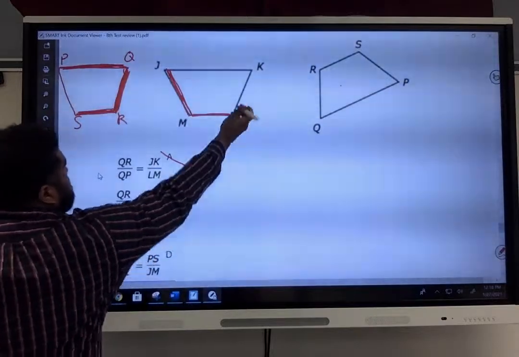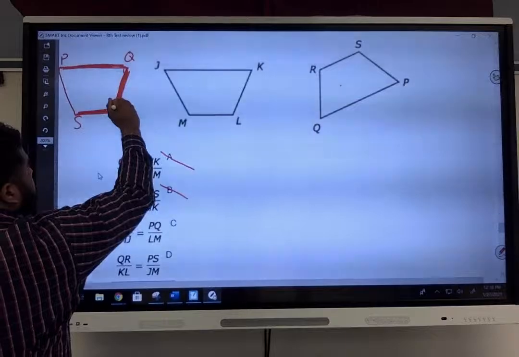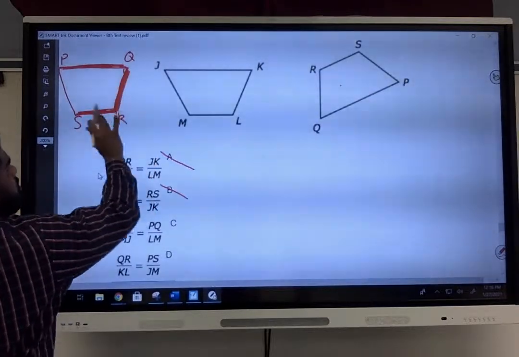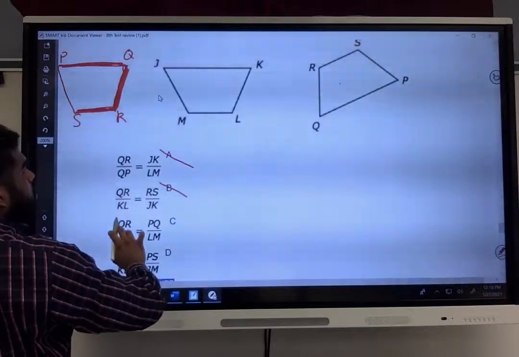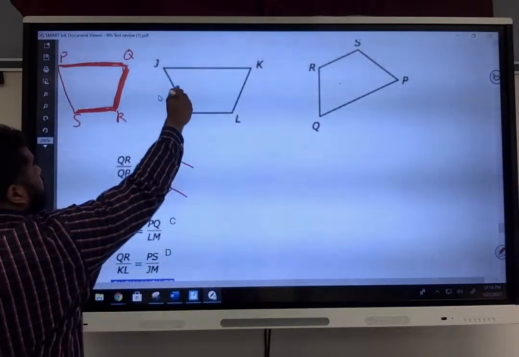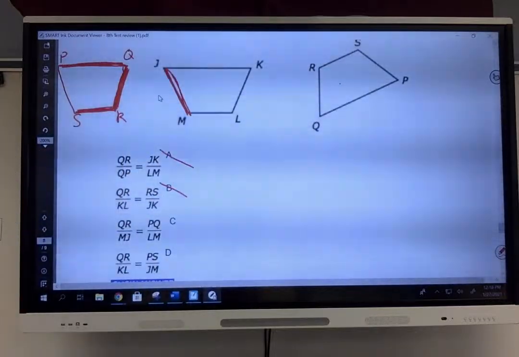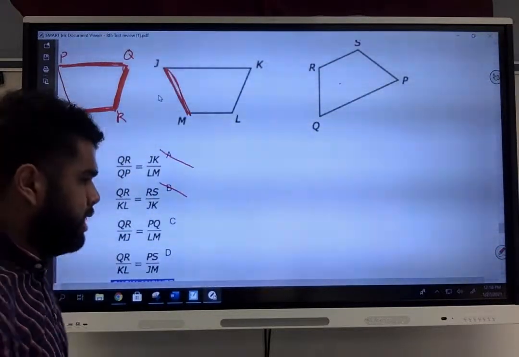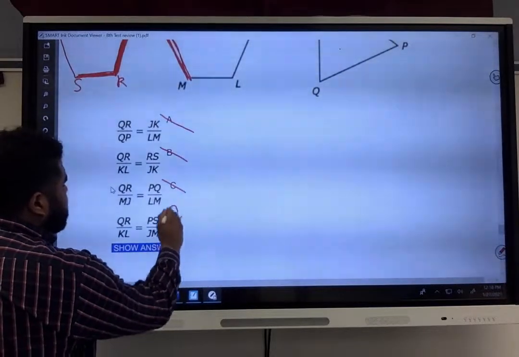Is that true? So look at the first thing that we wrote. QR over MJ. Now this QR is on the right side of this shape, but MJ right here is on the left, okay? So those aren't corresponding sides. That means they are not proportional. So that obviously leaves us with D, but let's double check.